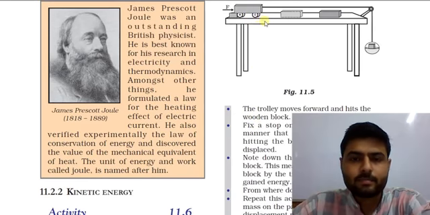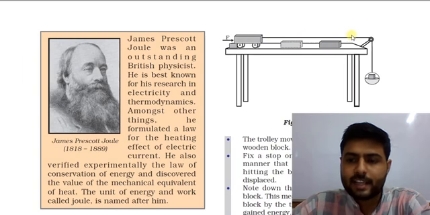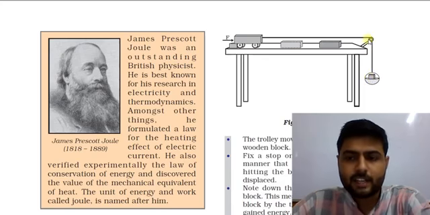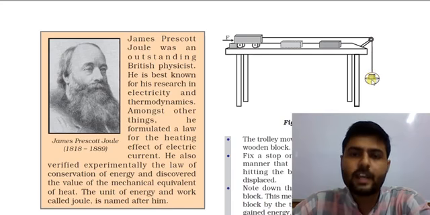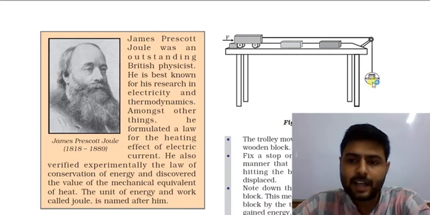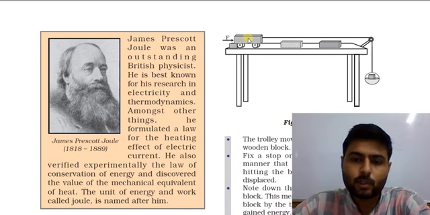We have one trolley. This trolley is attached with a thread or say a string. This string is attached with one weight. Here you can see one weight. This is attached through this pulley. This is the pulley. And we know that as we increase the load here, the weight here, the mass here, this trolley starts moving. And we have one block here.